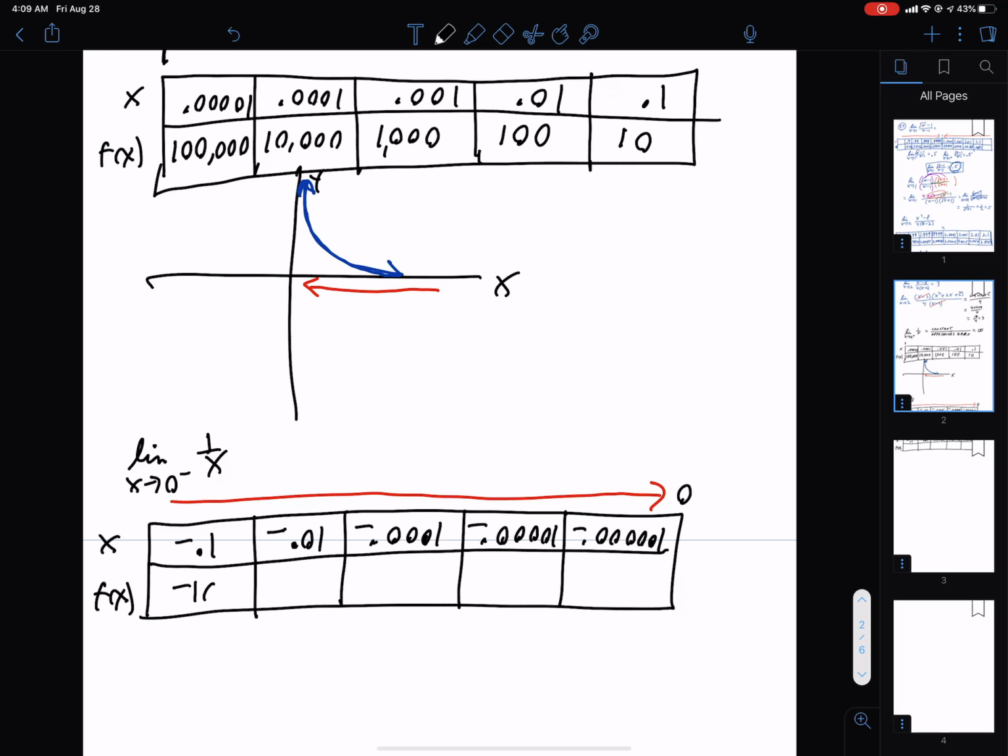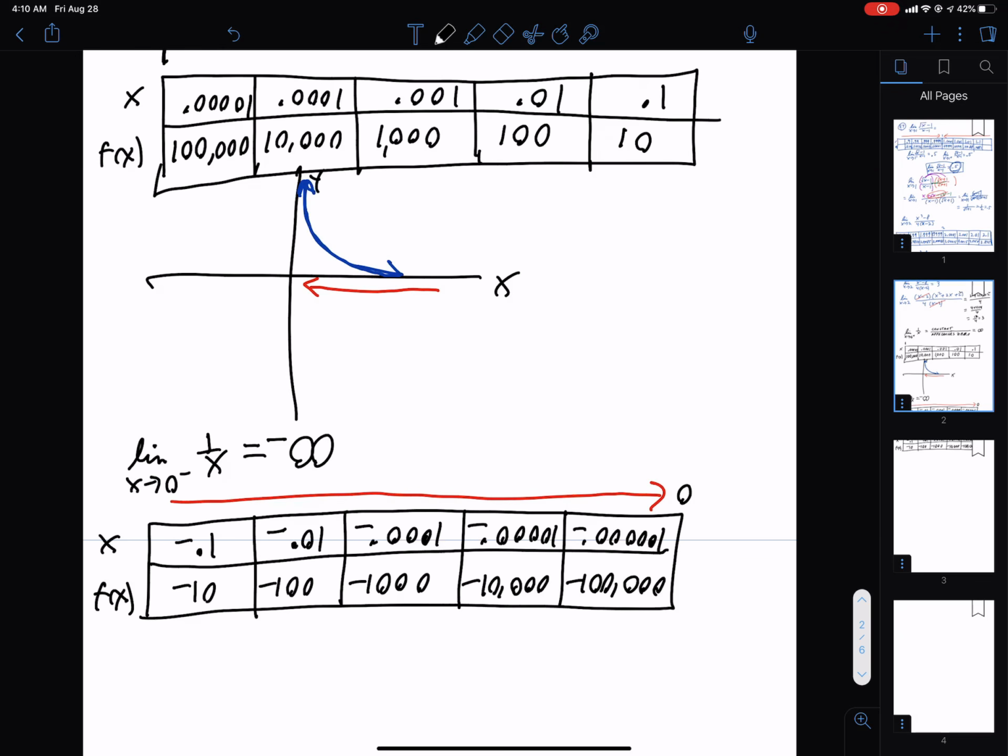You should see you get negative 10, negative 100, negative 1,000, negative 10,000, negative 100,000. So, technically, it doesn't have a limit. It's not approaching a number. It just keeps getting bigger and bigger and bigger, but in a negative way. So, by definition, when a limit is unbounded, we say it goes to infinity, but since it's negative, negative infinity. So these are infinite limits.